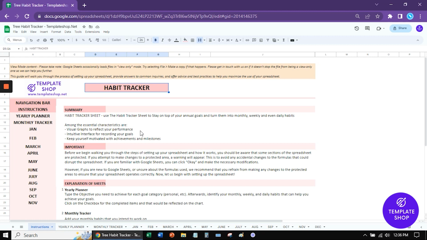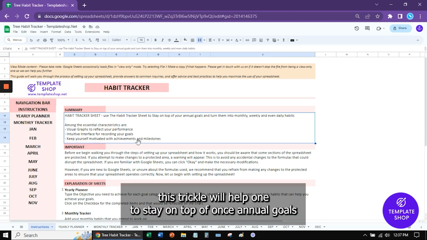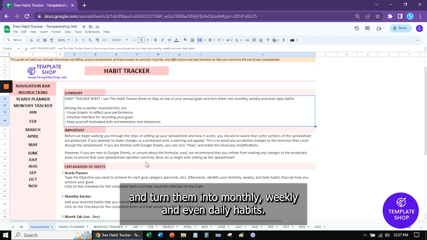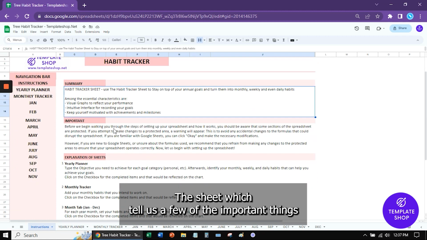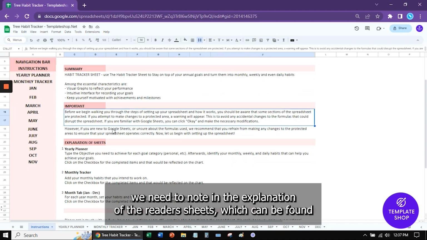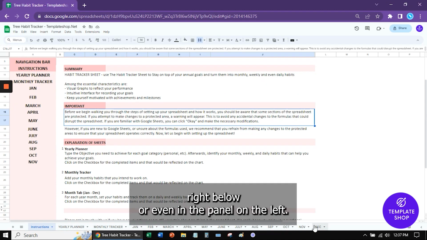As we see, this tracker will help one to stay on top of one's annual goals and turn them into monthly, weekly, and even daily habits. The sheet will tell us a few of the important things we need to note in the explanation of the various sheets, which can be found right below or even in the panel on the left.